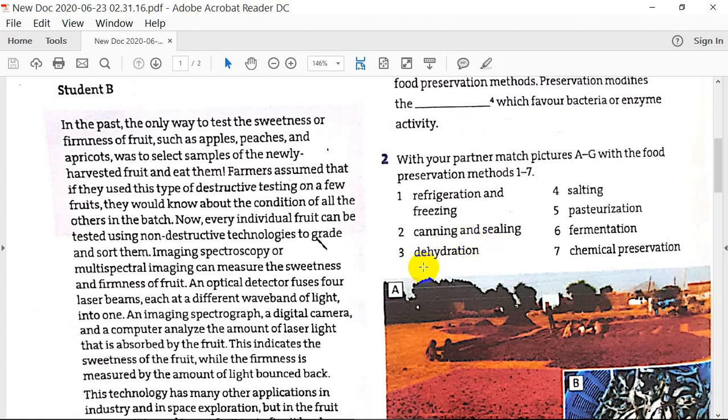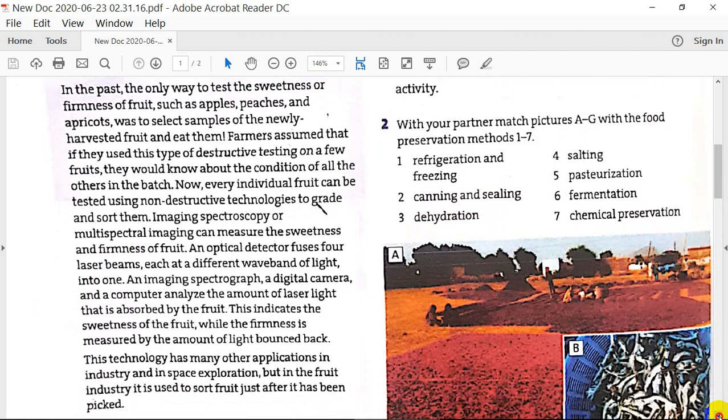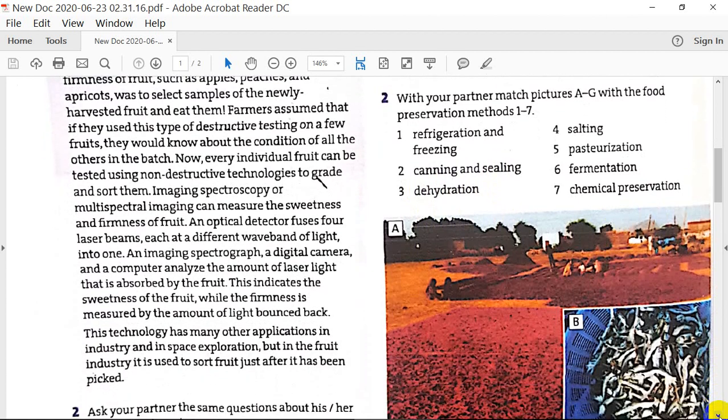So, number three, dehydration. Dehydration means you put something in a wide or open place to keep things under the sun to be dehydrated, or to keep things out of water, or to extract water from the thing. Salting, to add salt to something to keep it or preserve it. From the word salt, salting. The verb is salting. The noun is salt. Okay, pasteurization.